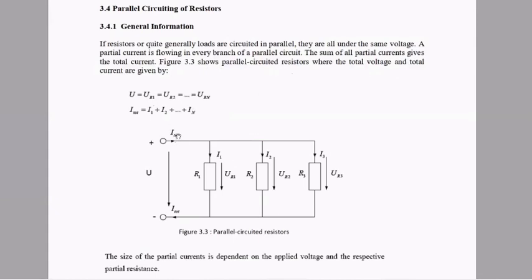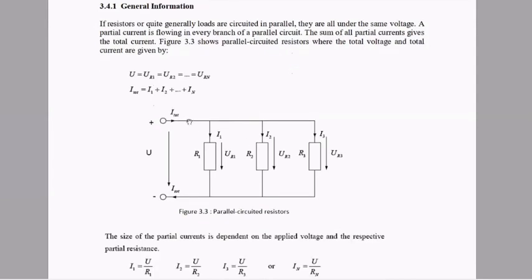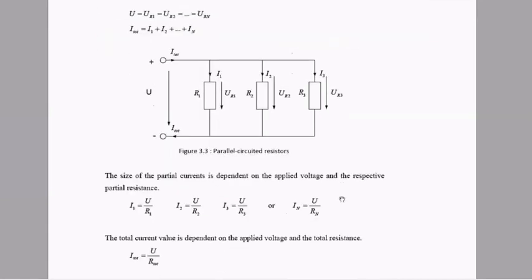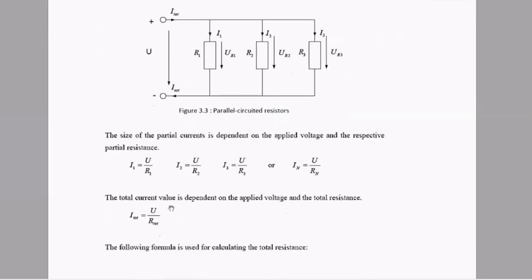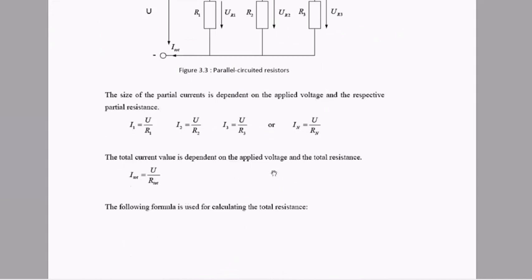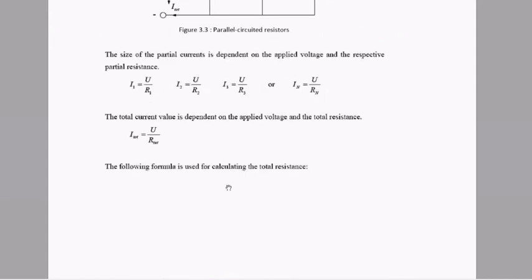Okay, so basically, theoretically, the I that is flowing over here is different from this one and this one. Okay, but the voltage is the same for the parallel splitting. The size of the partial current is dependent on the applied voltage and the respective partial resistance. Okay, so this is a formula. The total current value is dependent on the applied voltage and the total resistance. I total equals U over R total.